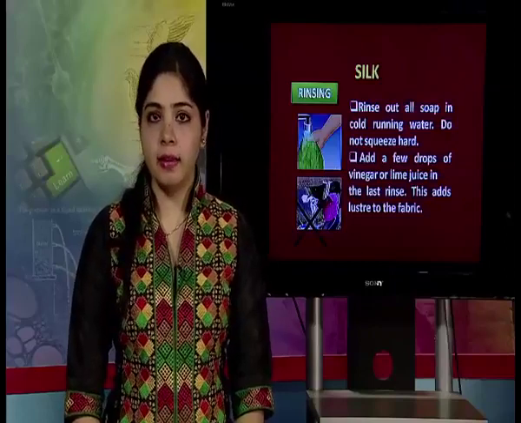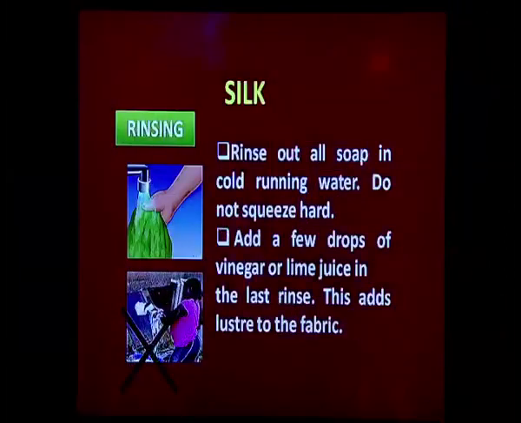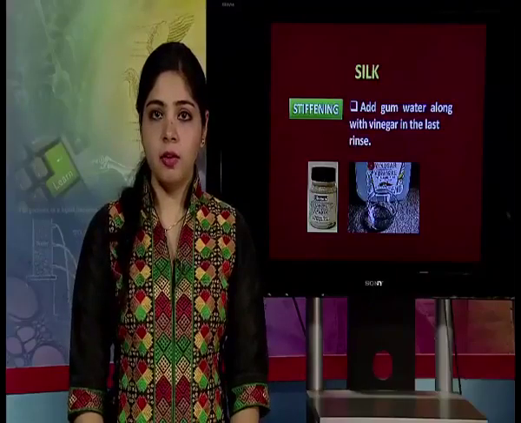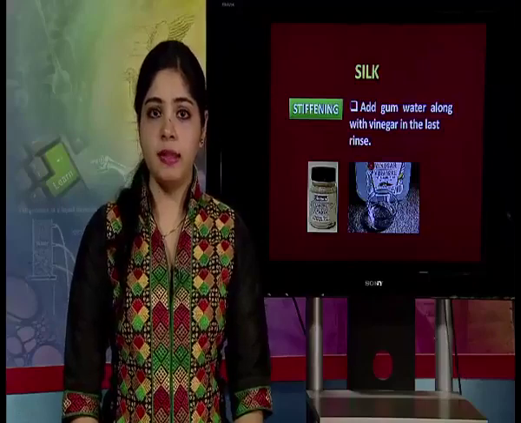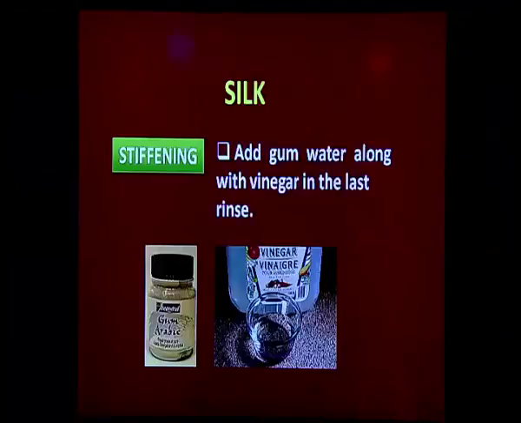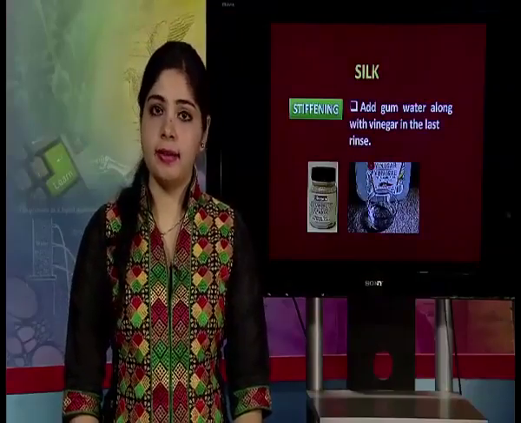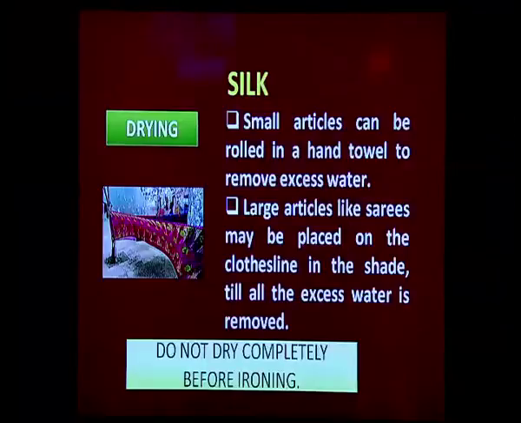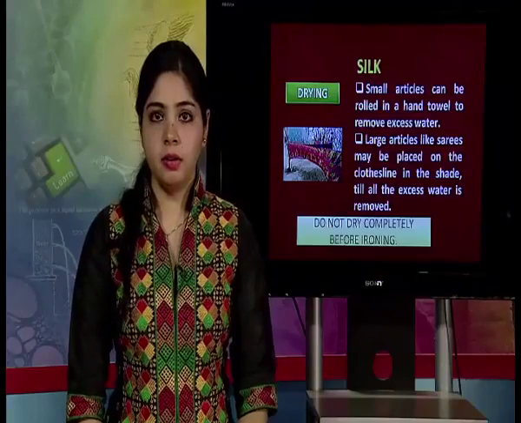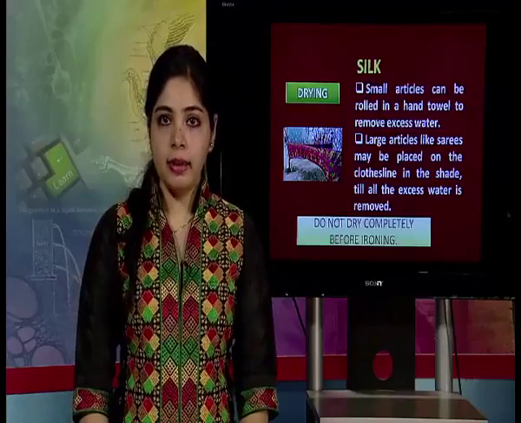Next method is rinsing. We rinse out all the soap in cold running water. We do not squeeze hard. We add a few drops of vinegar or lime juice in the last rinse. This adds luster to the fabric. In some of the silk, in the last step, we do stiffening. We add gum water along with vinegar in the last rinse so that the silk retains its shape, its shine and its luster.